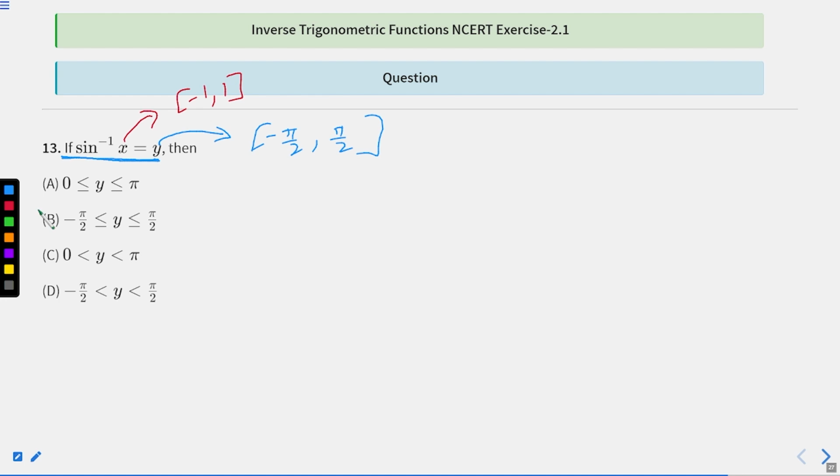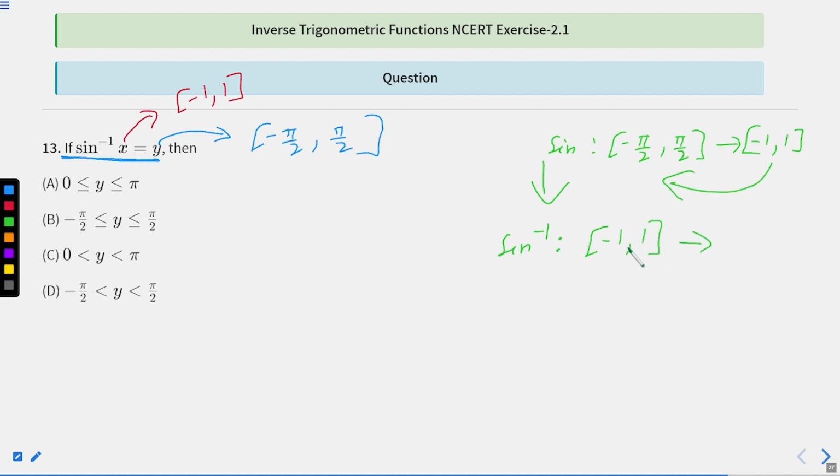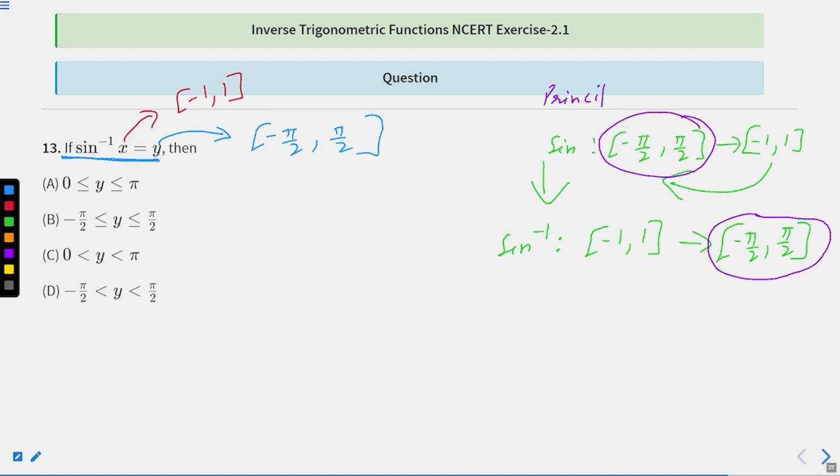function is this. If you recall, the sine function is defined from where to where? Minus pi by 2 to pi by 2 closed interval to closed interval minus 1 to 1, and then only you can find its inverse. The inverse is now defined from where to where? Here to here, which is closed interval minus 1 to 1, to the closed interval minus pi by 2 to pi by 2, and this interval, what do we call it? The principal value branch.